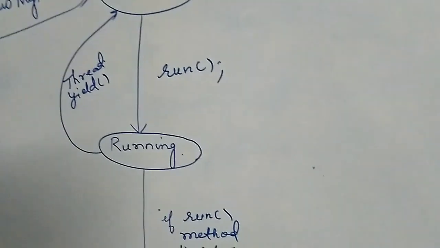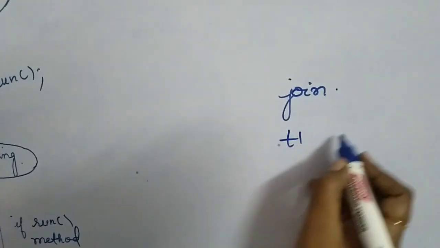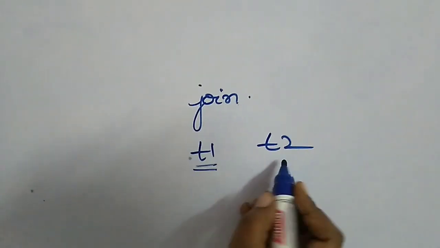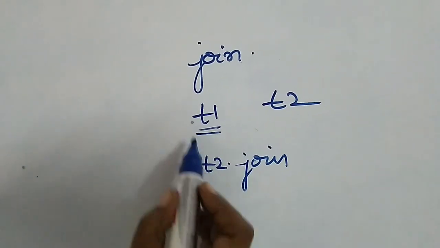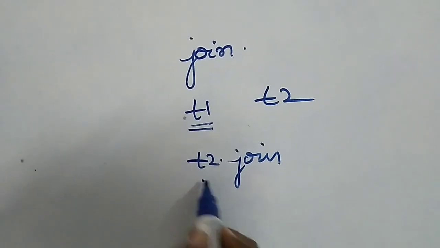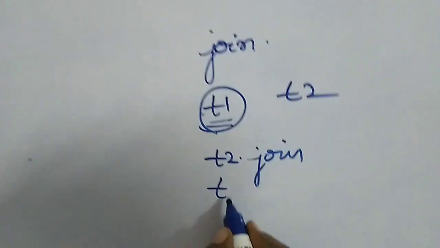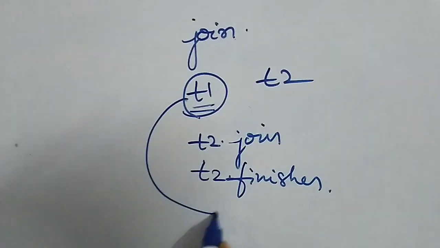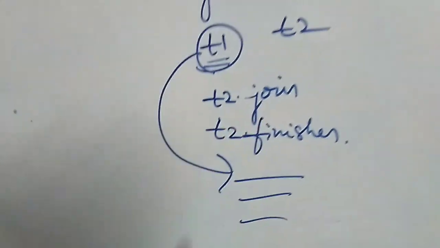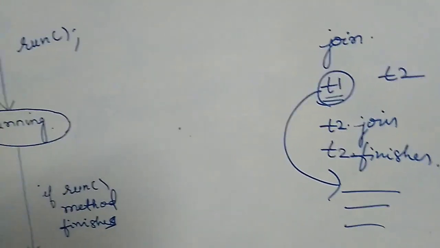Now we will see the join method. What is the join method? Say I have two threads, T1 and T2, and T1 wants to wait till T2 finishes and then resume. When T1 applies join on T2, T1 goes into the waiting state till T2 finishes. Once T2 finishes, T1 will start executing again. This is the join method, where one thread waits for the other thread to finish.